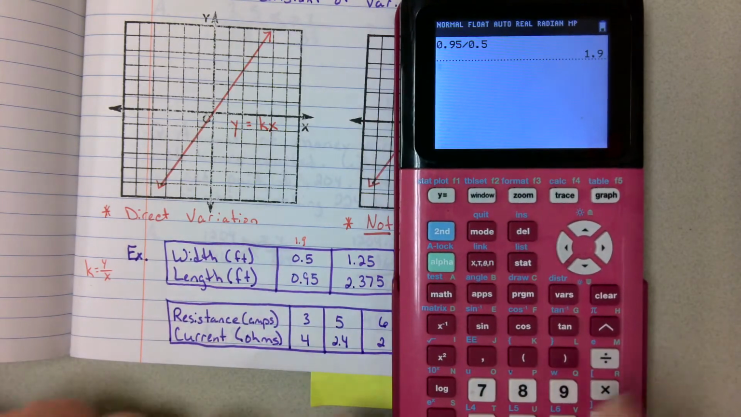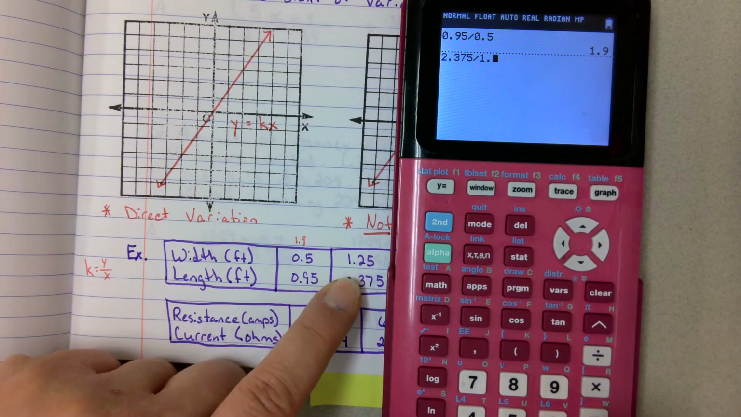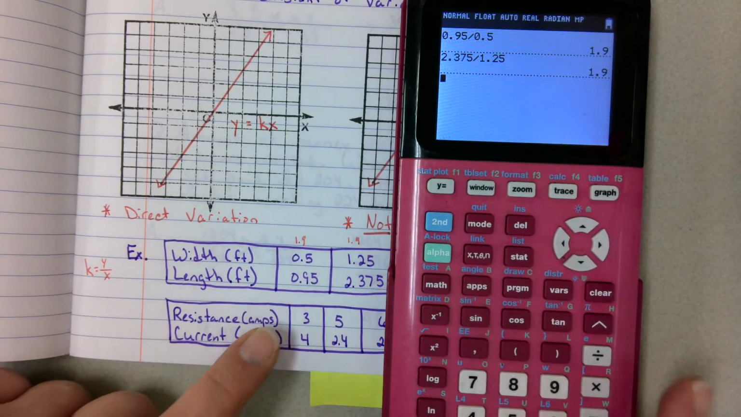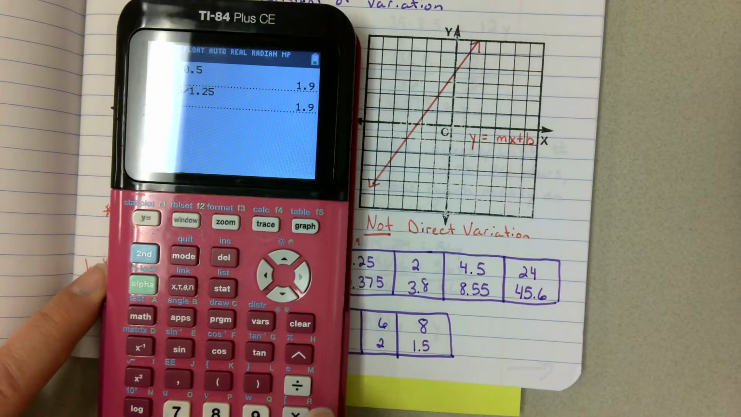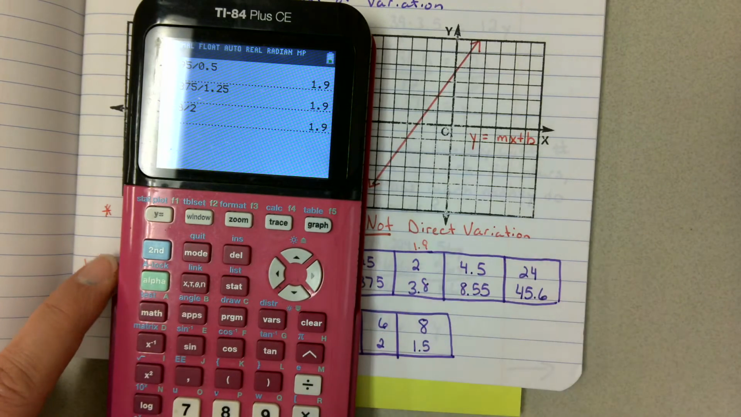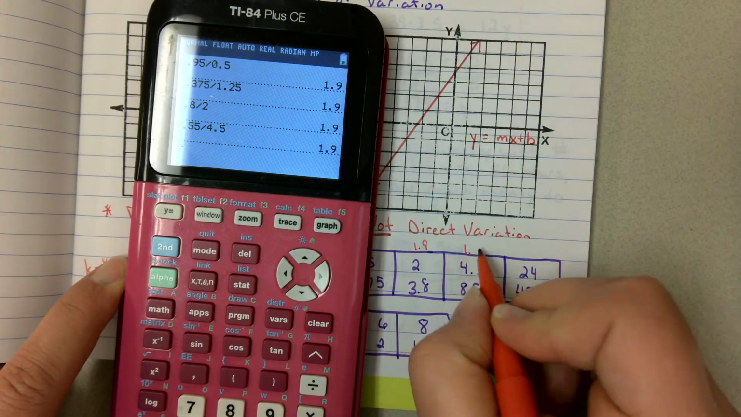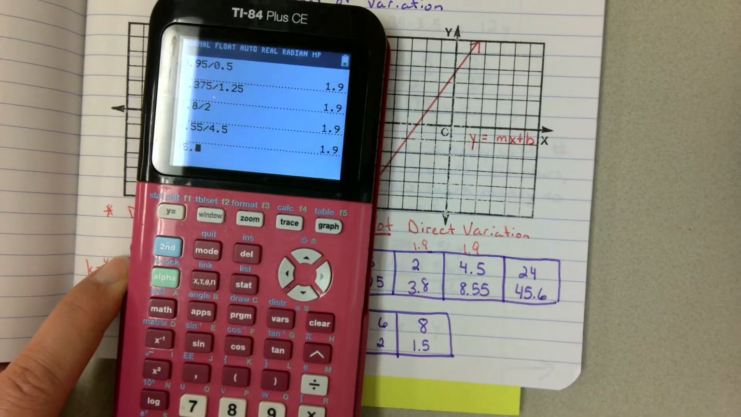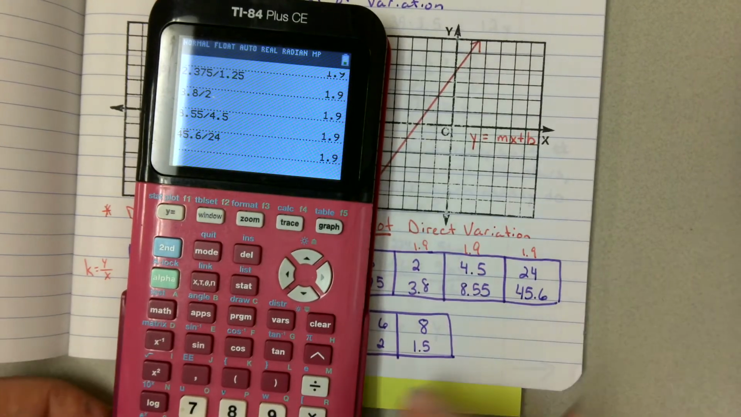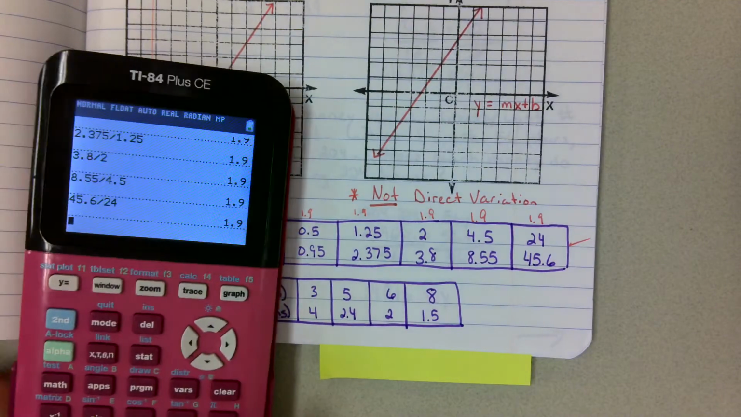Then I'm going to go to the next one, 2.375 divided by 1.25, 1.9. So what we're looking for here is to see if these match all along this table. 3.8 divided by 2, 1.9. 8.55 divided by 4.5, 1.9. And then 45.6 divided by 24, 1.9. All right, so this here is an example of direct variation, and we would say yes.